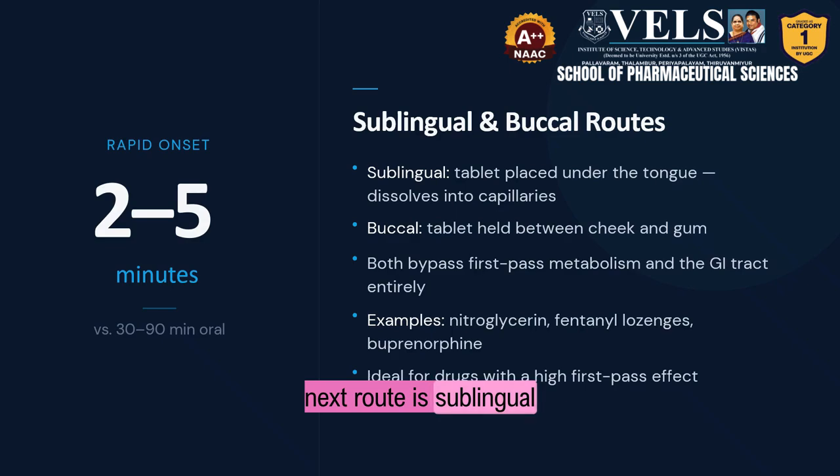The next route is the sublingual and buccal route. In the sublingual route, the drug is placed under the tongue. In the buccal route, the drug is placed between the cheek and gum. The drug is absorbed through the oral mucosa and bypasses the gastrointestinal tract and first pass metabolism. This route can produce a rapid effect, approximately 2 to 5 minutes depending on the site. Example, sublingual nitroglycerin for rapid relief of angina.